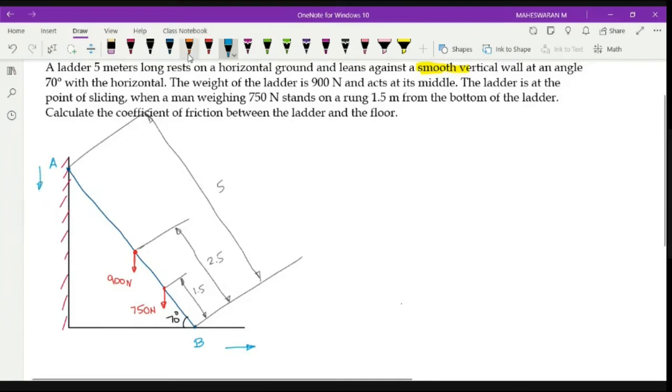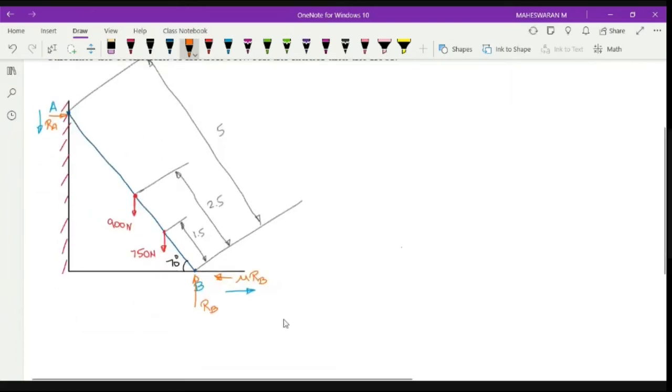In that case, what are the forces you have? You have a reaction here, RA, but you don't have friction. Why don't you have friction? Because it is a smooth vertical wall. Since it is a smooth vertical wall, friction is zero. Whereas here you have RB and a friction which is opposite to the direction of motion. This is my direction of motion, so friction is opposite to that. The friction is mu into RB. So these are my forces.